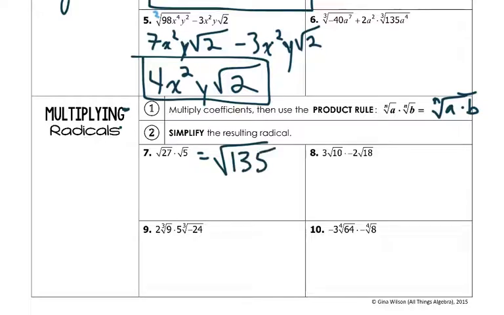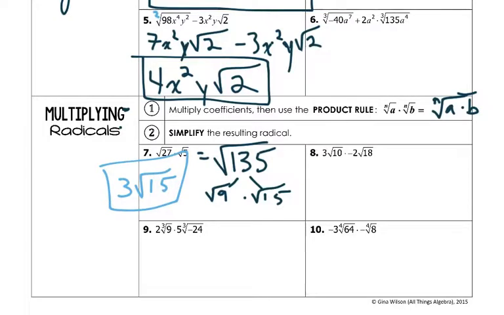Now, are we done? We'll look at step 2. We have to simplify this if possible. Is there any perfect square inside that is a factor of 135? There sure is. 9 is a perfect square as a factor of 135. So what we're going to do is make this square root of 9 times square root of 15. That would give us 135. I'm going to write the final answer here to the left a little bit. Square root of 9 is 3, and we're left inside with the square root of 15 as our final answer. Okay, there it is.